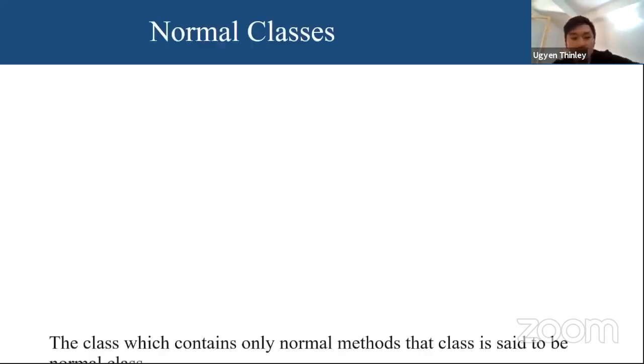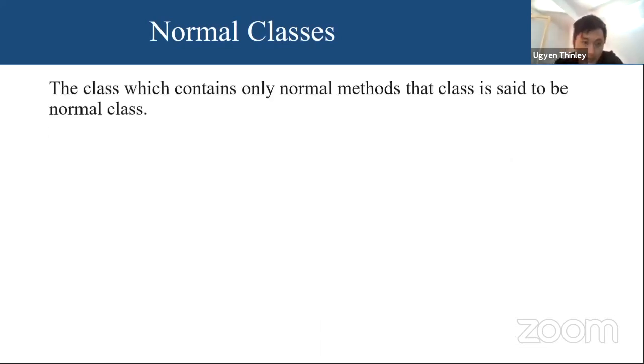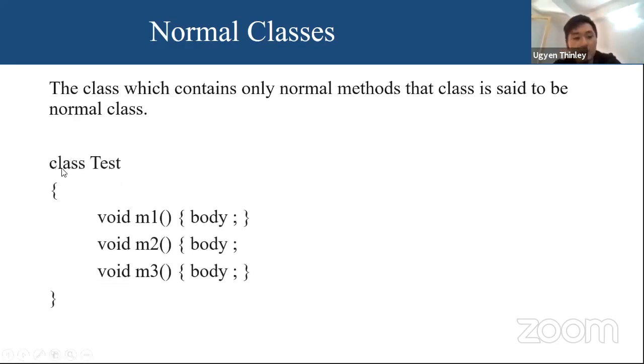What are normal classes? The class which contains only normal methods is said to be a normal class. Inside a normal method, we have a method declaration and a method implementation. So if a class contains only normal methods, that class is called a normal class. Here's an example of a normal class. You have a class Test.